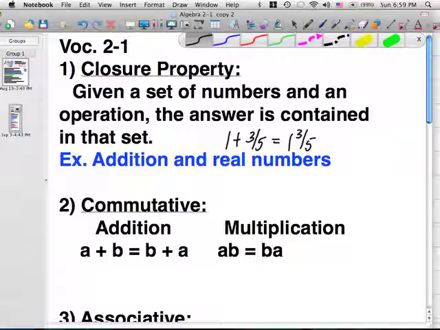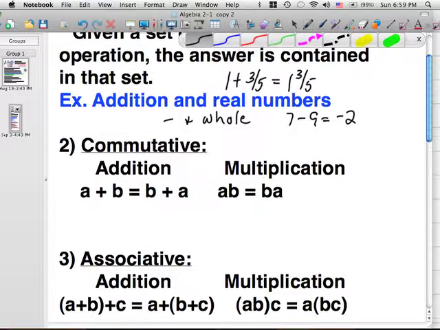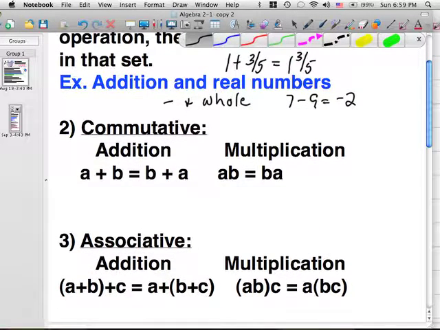For example, subtraction in the whole numbers would not work. If I took 7 minus 9, I get -2, and -2 is not a whole number. So some sets are closed as long as the answer is in the set. Others are not.